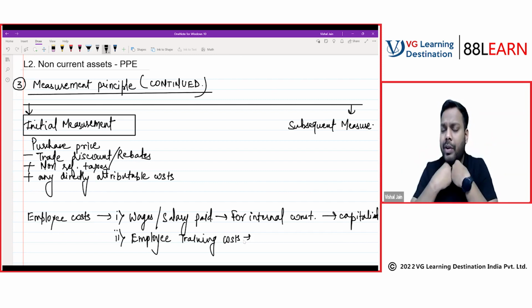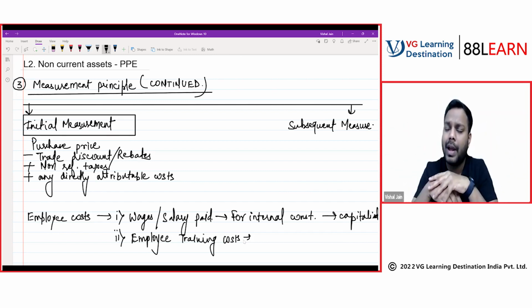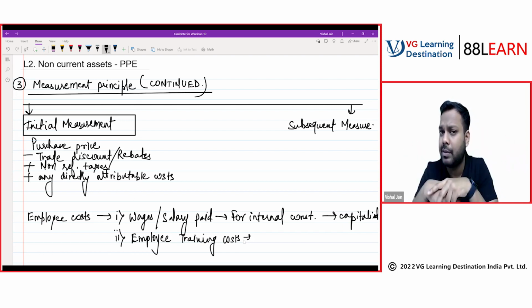Let's suppose I have a set of employees and I gave training on IFRS to them. Tell me, is there any guarantee that my employees will stick to my company? Today I have given the training. Don't you think it is possible that they will resign from the job tomorrow itself? So, are future economic benefits probable? No. There is high uncertainty attached to it.